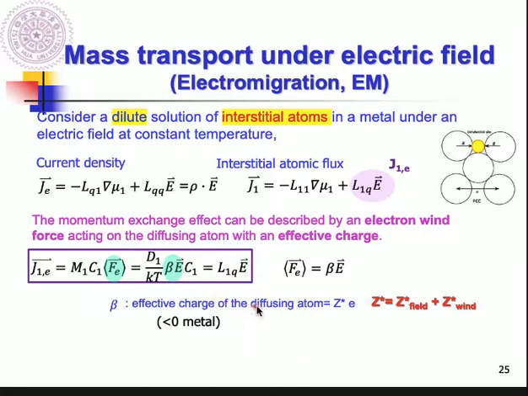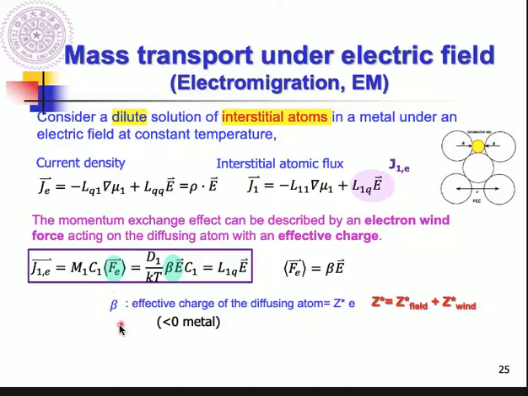And some people, if you check some published articles, will probably use Z star times E to represent the value of beta. And what's the Z? Z can be divided into two parts: the relative effective charge in the static electrical field plus the effect from the electron wind.